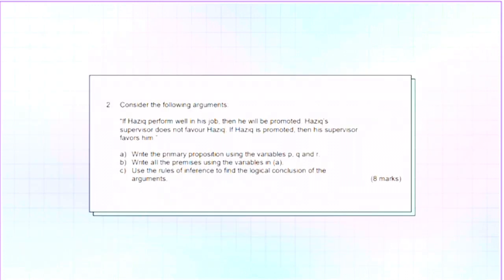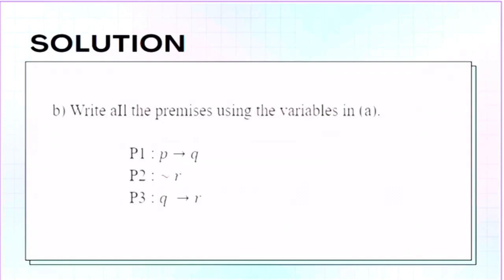For statement number 2, Haziq's supervisor does not favor Haziq. So what we can say from this is Haziq's supervisor favors Haziq is equal to R, but actually the keyword "does not" is a reference to negative. So P2 is going to be negative R.